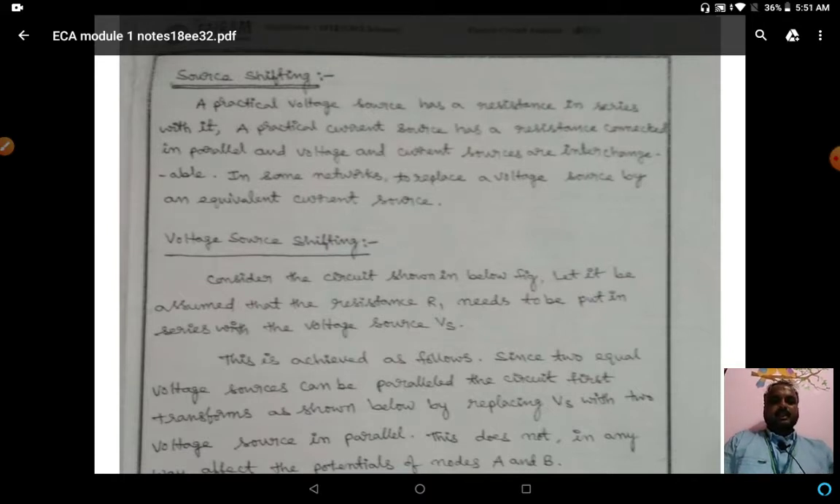A practical voltage source has an internal resistance connected in series, and a practical current source also has an internal resistance, connected in parallel. The voltage and current sources are interchanged by using the source transformation technique. So when we are solving a complex circuit, we will use this technique. You can also use the source shifting technique for solving complex networks or complex circuits.